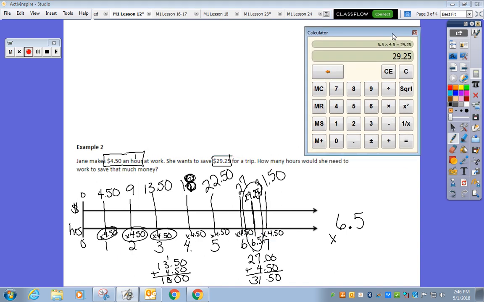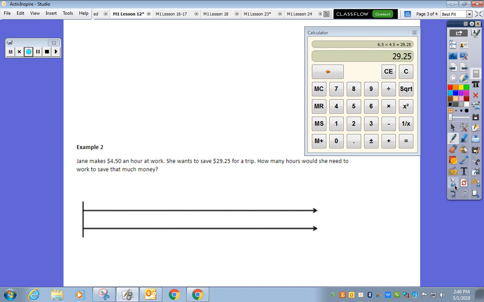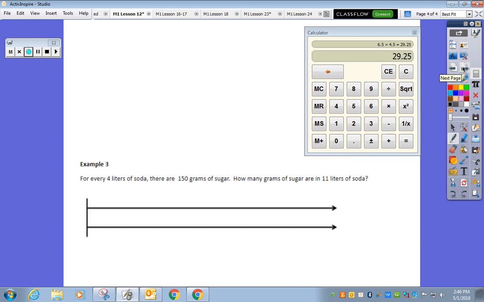Move this over here. Okay. For example 3, it says for every 4 liters of soda, there are 150 grams of sugar. How many grams of sugar are in 11 liters of soda? So this time I'm not looking at money and hours, I'm looking at liters and grams. Okay, so again we start at 0, 0. Notice I've labeled, I've got 4 liters is 150 grams.